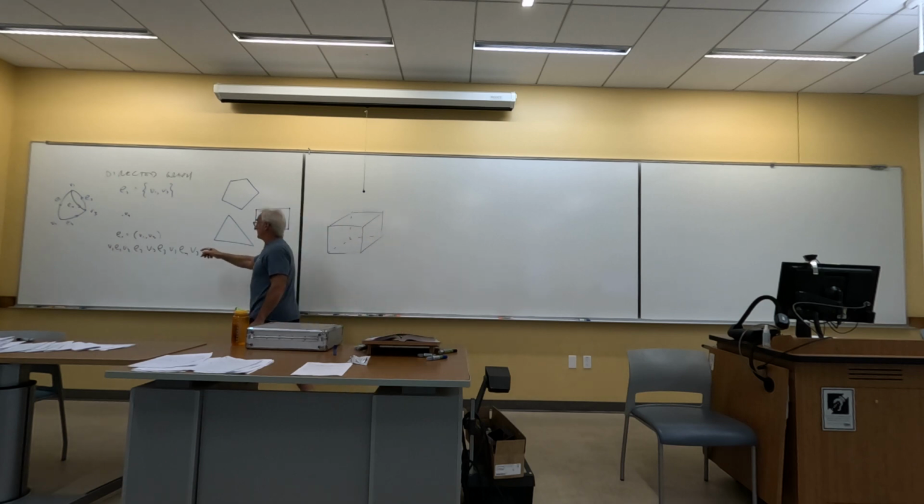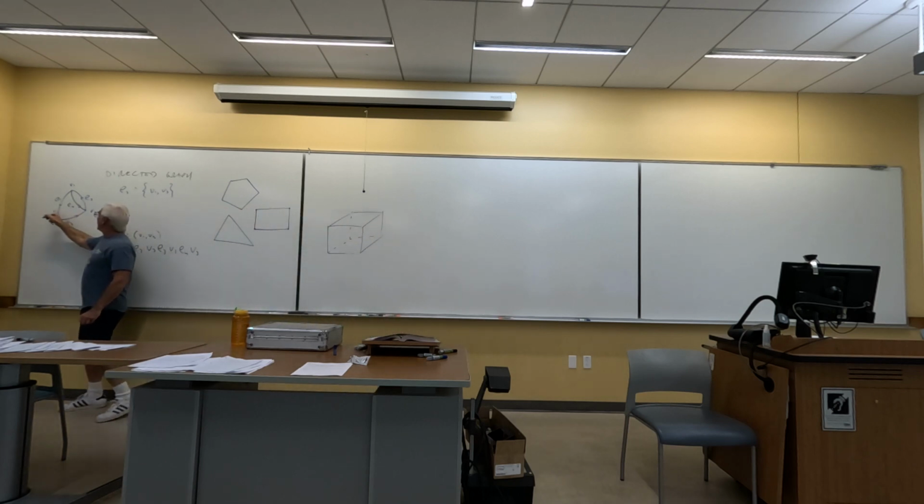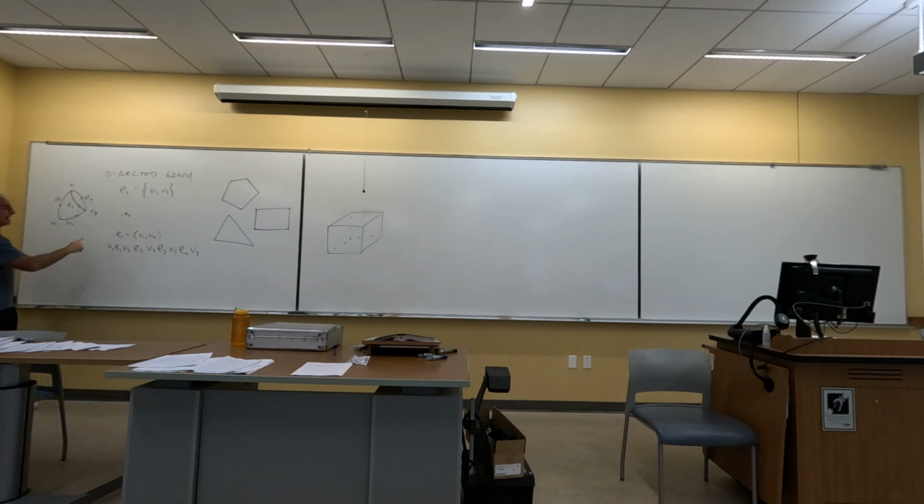So edges, any edge always has 2 vertices. Any vertex does not necessarily have to have an edge. Okay, it can stand alone. Now, would we say these 2 edges here are adjacent? These 2 right here? Yeah, because they share that vertex. So we want to use that word appropriately.